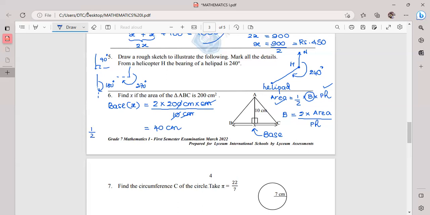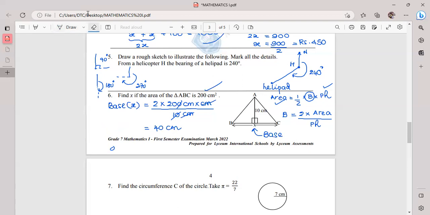How? Half into 40 into 10. What is the answer? 2 times 1 and 2 times 5. 5 times 40, it is 200. Yes, it is 200. That means the calculated base value is equal.